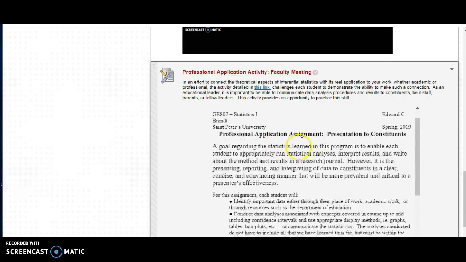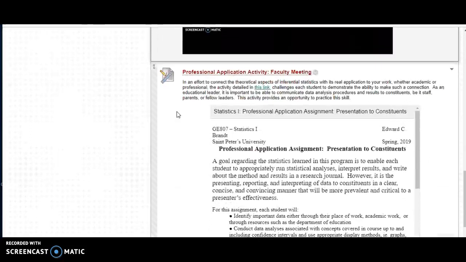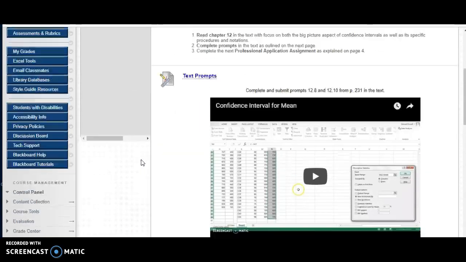So good luck with this also. Again, two problems from the book and this professional application activity. I'd highly recommend that you take a look at the screencast walkthrough here for confidence intervals. You might want to do this either before or after you read the chapter. I hope here that this helps bring what a confidence interval is into a concise walkthrough of one of the problems in the book. And if you have any questions, feel free to email me or give me a call.